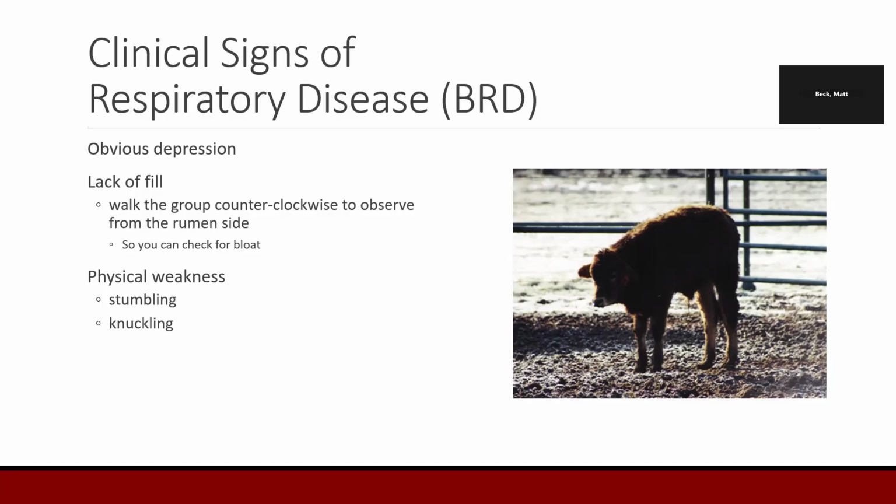Whenever I go and I check a pen for being sick, I walk them in a counterclockwise circle. Why would I want to do counterclockwise? So I can see them from their left side. So I can check for their lack of gut fill. You can also check for bloat, right? Which bloat is going to be displayed on that left side as well, because that's the side the rumen's on. Okay. Make them walk so you can check them for physical signs of weakness. Okay. Stumbling, knuckling.